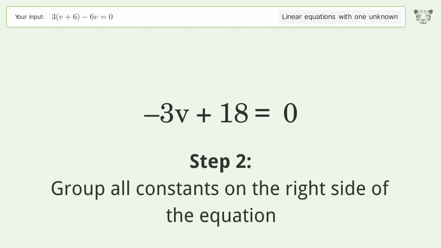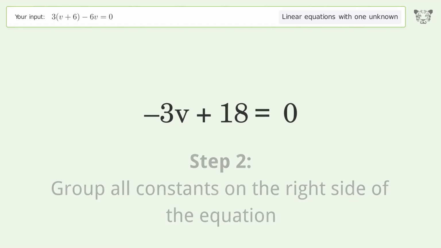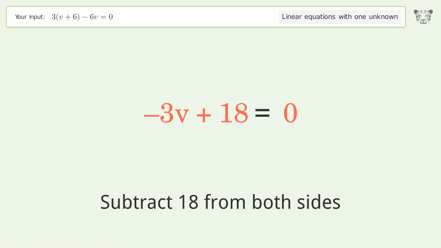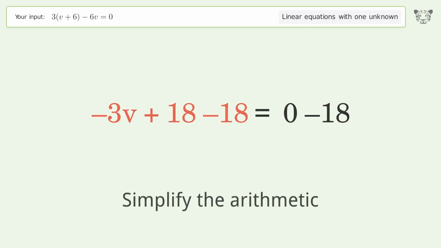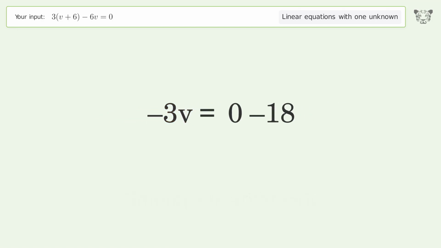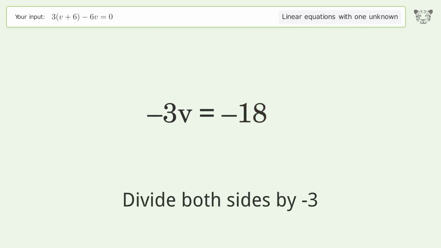Group all constants on the right side of the equation. Subtract 18 from both sides. Simplify the arithmetic. Isolate the v. Divide both sides by -3.